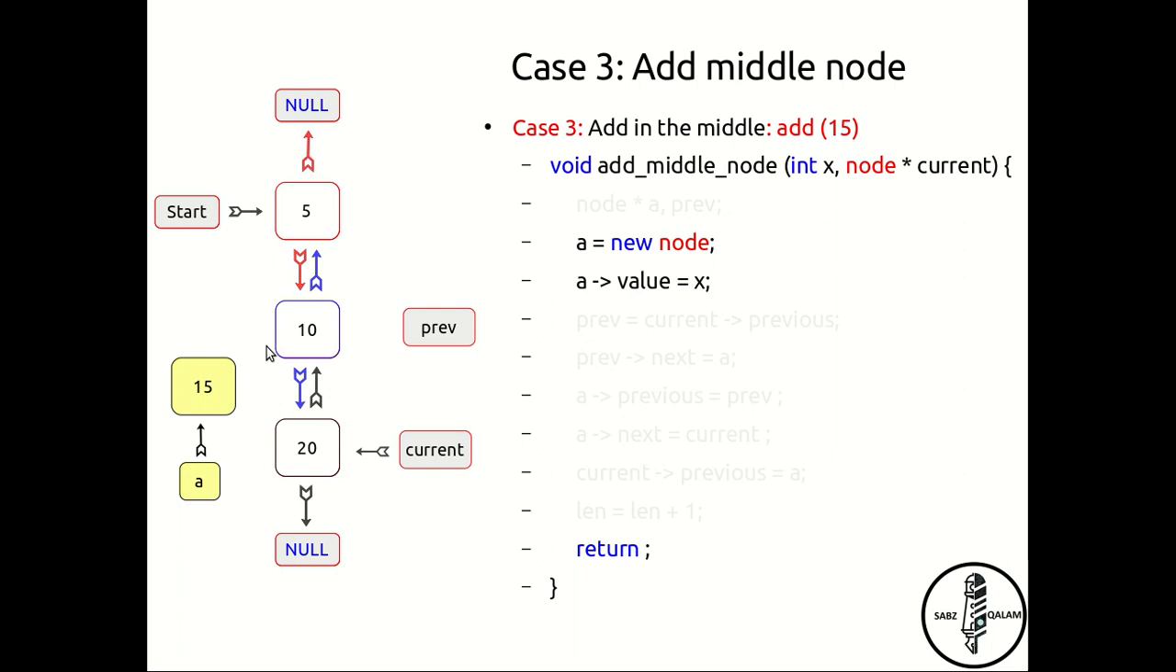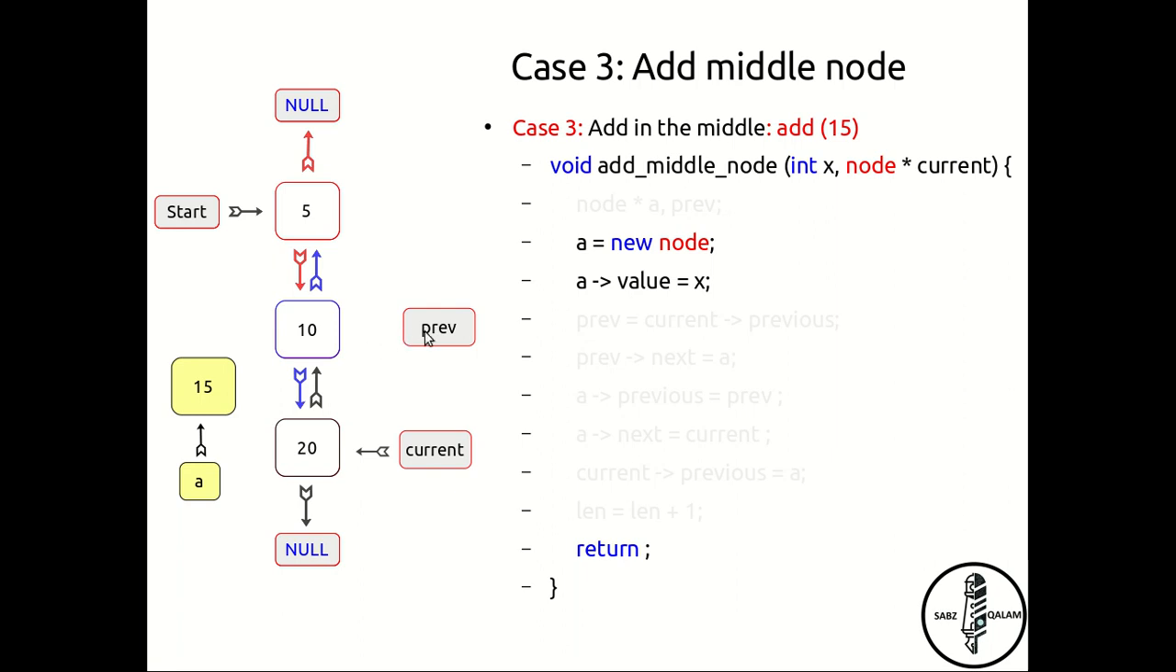Then notice here that this is 10, this is 15, and this is 20. So this node should actually squeeze in between these two nodes. And we can do that by changing the pointer this to here and this to here. Let's see how that's done.